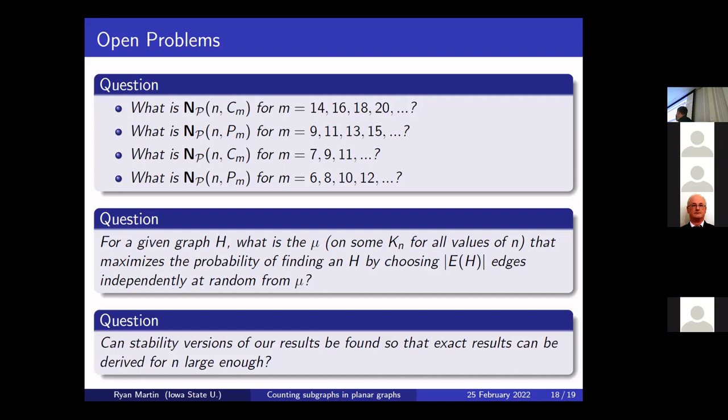And can you take our results and easily get exact results? It seems likely. We have our results. We know that a blow up of a C5 is the right answer, at least numerically, for finding copies of C10. But can we get some sort of stability that says, if we are not close to that structure, then we are not close to the number, and therefore you use stability and then say, if we're close to that structure, we can move a few edges here and there and put in extra edges and get something more precise. And I don't know, that seems like it might be a lot of work.